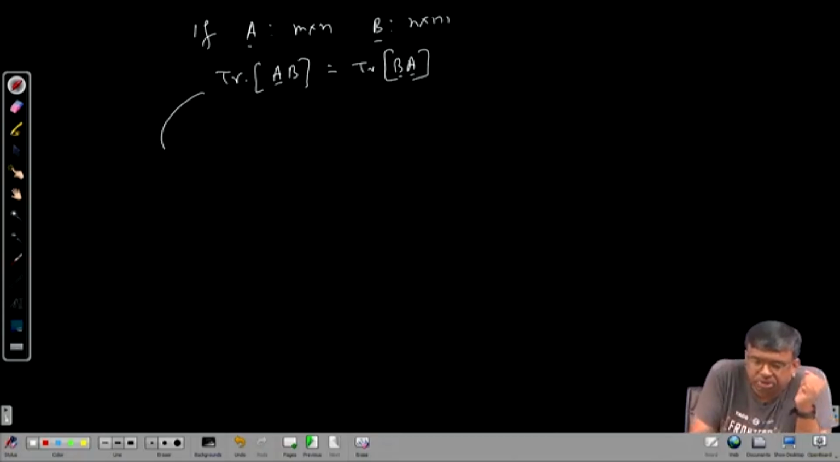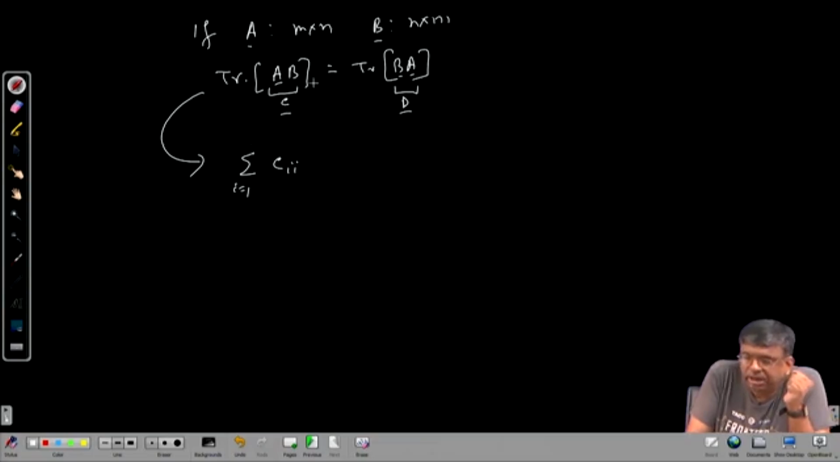So, trace of AB, if I call it a matrix C, and BA, if I call it a matrix D. Trace of C means all the diagonal elements are to be added. So C(i,i) is the ith diagonal entry. I start at i equal to 1 to how many? It is an m by m matrix, right? m cross n cross m. So this is m by m and this is n cross n. So i equal to 1 to m.